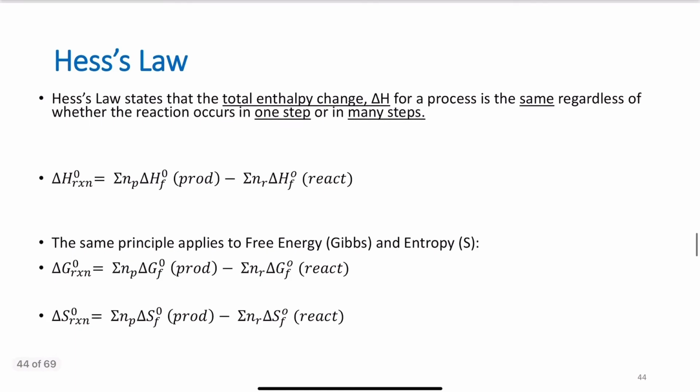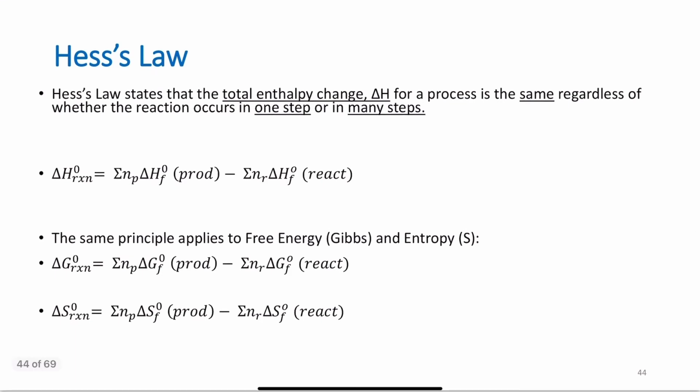So how does this deal with Hess's law? Well, like I said, Hess's law comes back. Hess's law states that the total enthalpy change, delta H, for a process is the same, regardless of whether the reaction occurs in one step or many steps. This is because of the first law of thermodynamics. Energy cannot be created nor destroyed. Stuff doesn't appear just out of thin air. There's no free lunch. It had to come from somewhere and has to go somewhere.